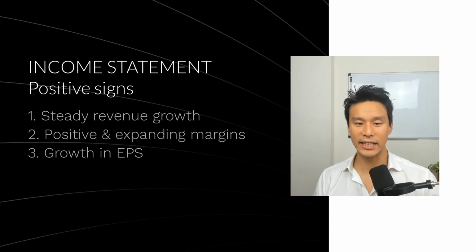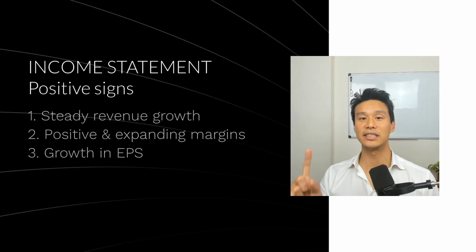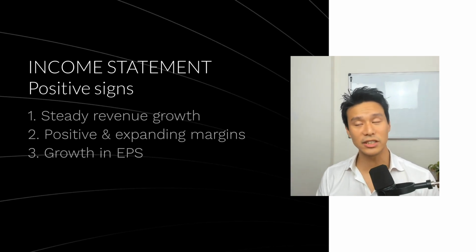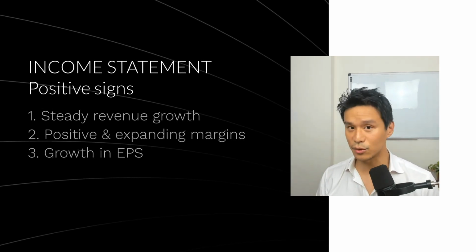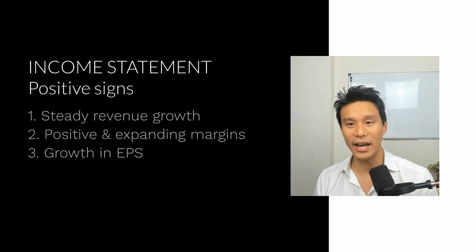To recap the income statement at a high level, I want to look for steady growth trends. Two, I want to see signs of positive and expanding margins. And three, I want to see positive growth in earnings per share. That indicates that this is a business that's growing and profitable and making money for investors.